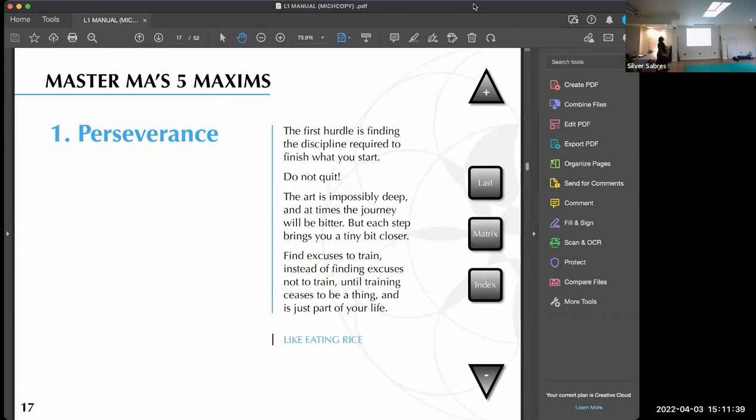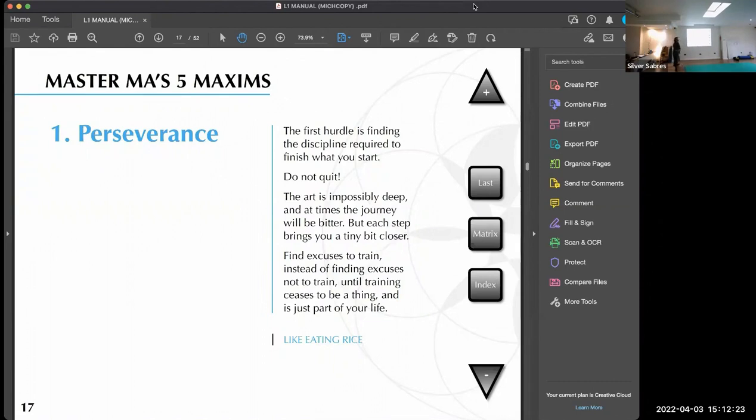The first hurdle is finding the discipline required to finish what you start. Do not quit. The art is impossibly deep. Too much for any one person in any one lifetime to know it all. And at times the journey will be bitter. But each step brings you a tiny bit closer. Find excuses to train instead of finding excuses not to train, until training ceases to be a thing and is just part of your life.